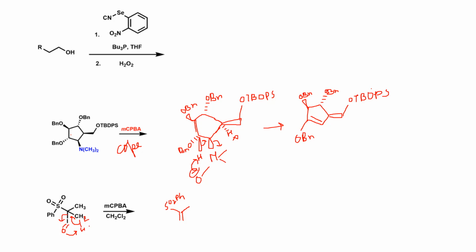Now in this case you can ask why the iodine is getting oxidized, not the sulfur, because mCPBA also can oxidize sulfur. Here sulfur is at its highest oxidation state, it is already doubly oxidized. So there is no chance for the sulfur to get oxidized more. So that's why the iodine will get oxidized.